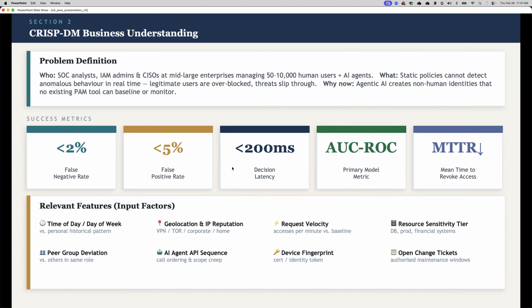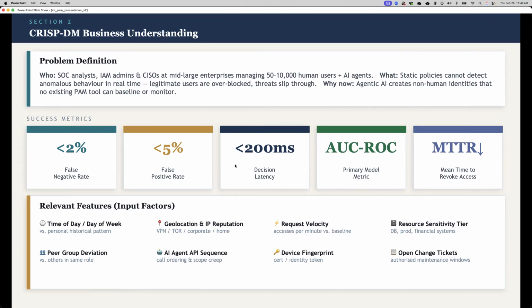And this data or metrics are collected based on the industry standards and what others have accepted as part of the guidelines, compliance guidelines. So the key features include the temporal pattern, geolocation and IP reputation, request velocity, resource sensitivity, peer group deviation, and the API call sequence triggered by the AI agent. Now, device or identity fingerprint is also very important, and the approval change management ticketing is also taken into consideration.